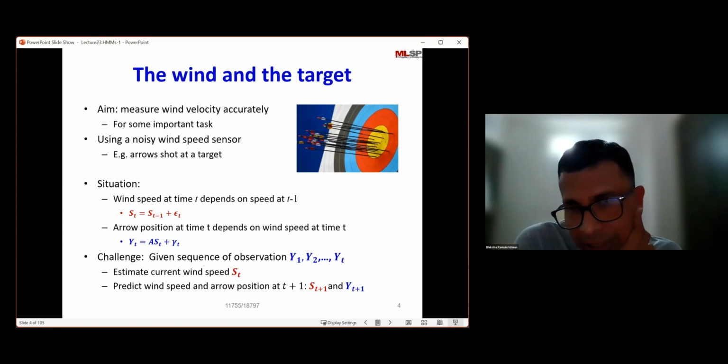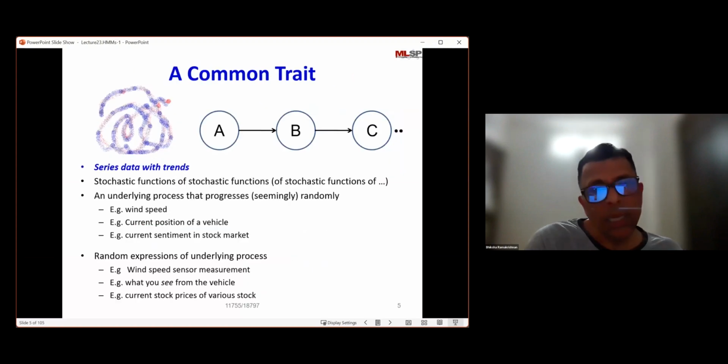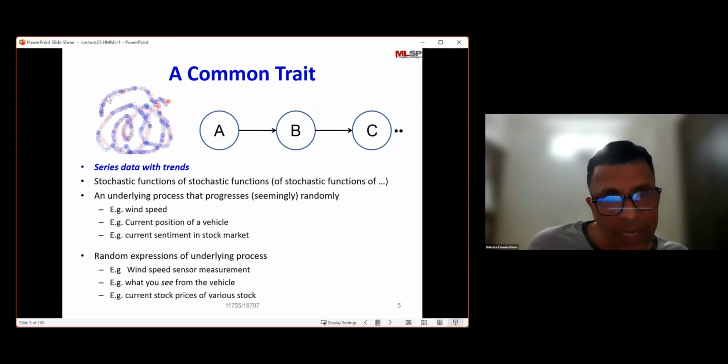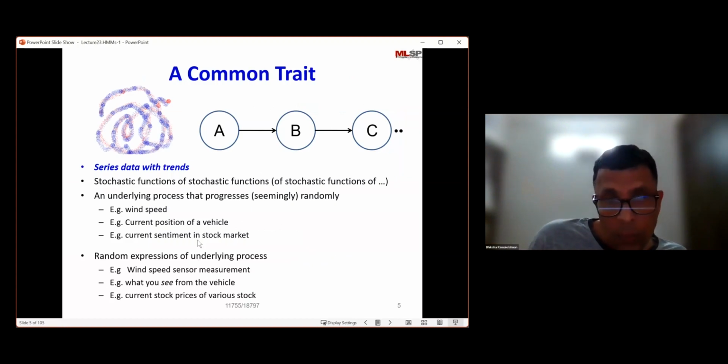Did the two levels make sense here, guys? Okay, so these are what are called stochastic functions of stochastic functions. You had the first variable a, which was the wind velocity, it's stochastic. And then you had the arrow position, which was a random function of the wind speed. So it's doubly stochastic, right?